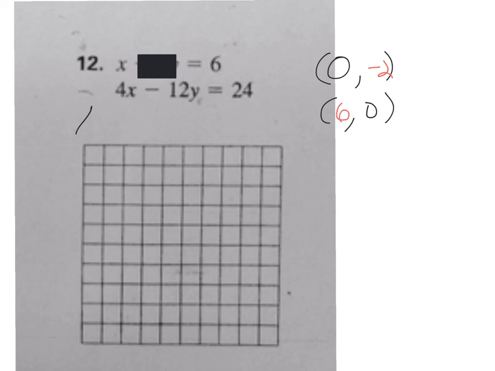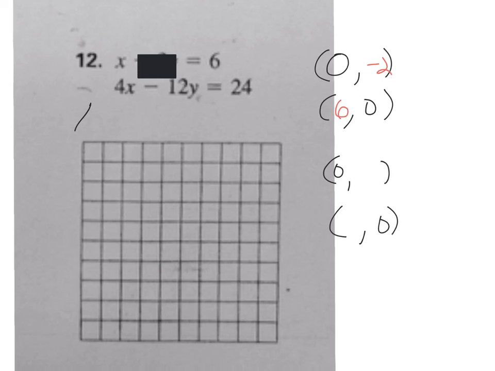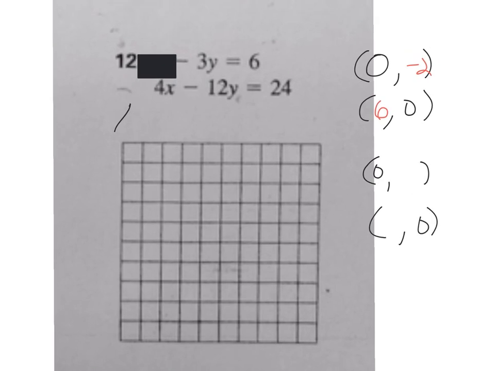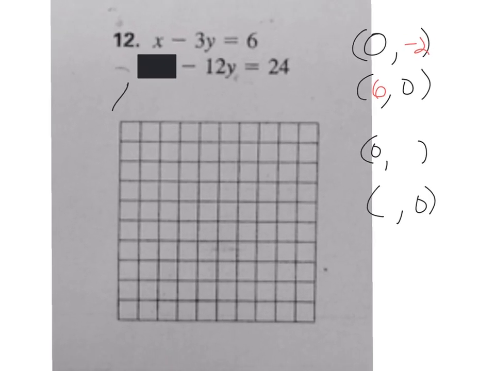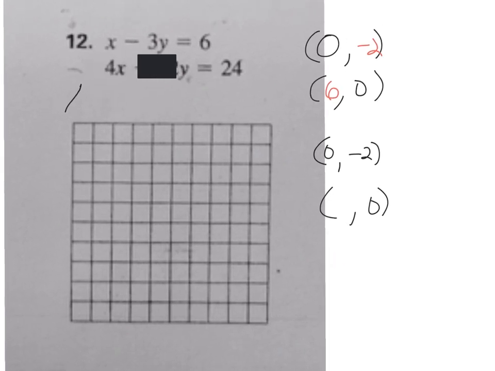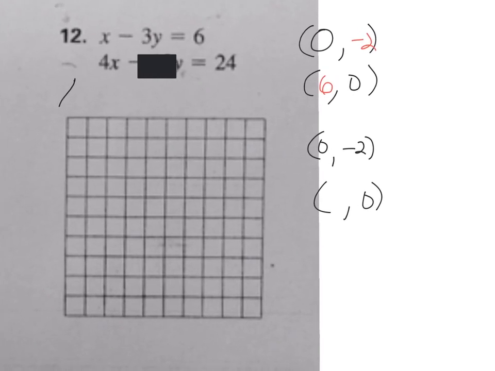Now let's go on to our bottom equation. So when my x is 0, let me see if I can move this box. I'll just do it this way. When my x is 0, a -12 times something equals 24. So that one's going to be -2. And then when my y is 0, 4 times something equals 24. Well, that one's going to be 6.